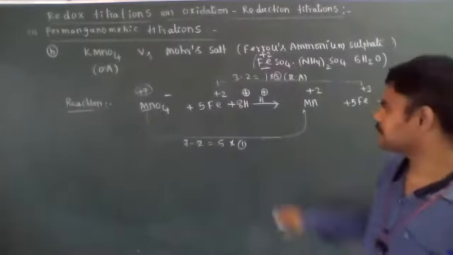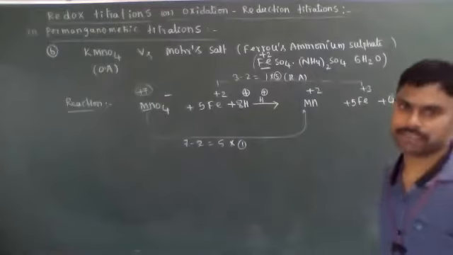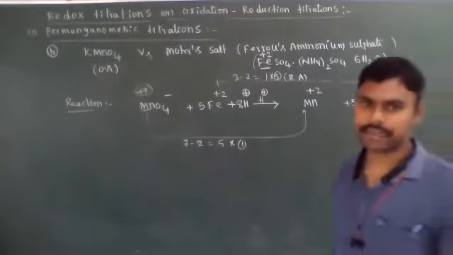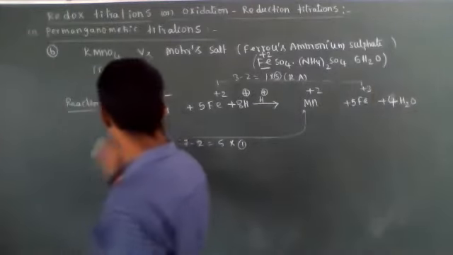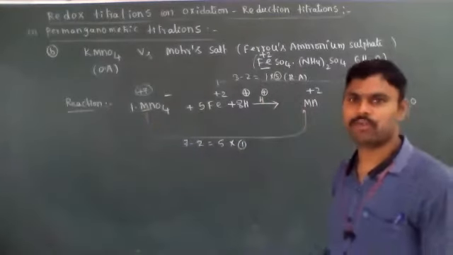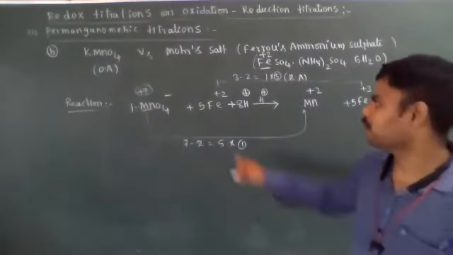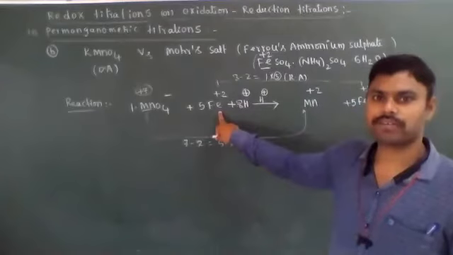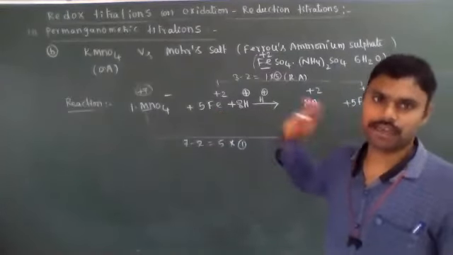So how many acidic protons are present? 8H+. Now this is the completely balanced equation. So 1 mole of KMnO4 reacts with how many moles of Mohr's salt, or ferrous ammonium sulfate? 5 moles of ferrous ammonium sulfate. It is very, very important.